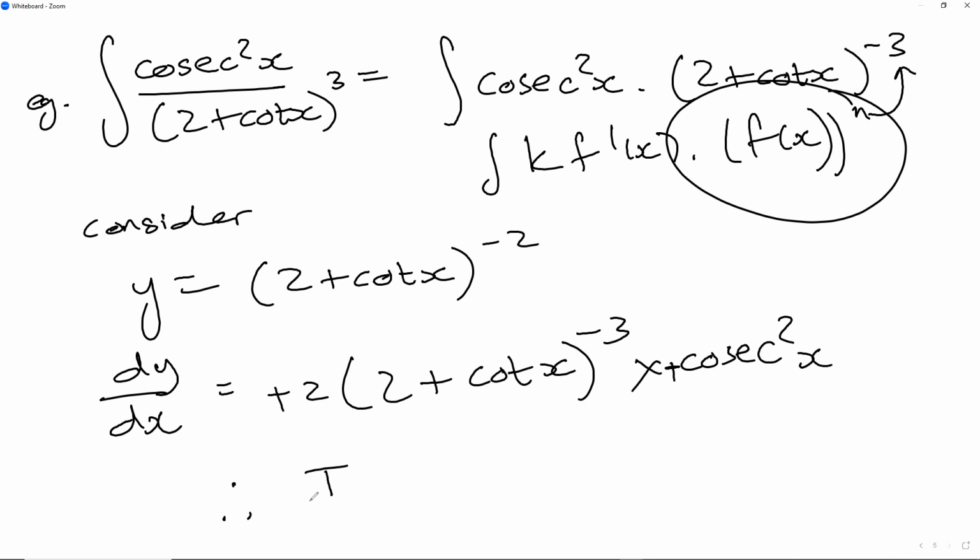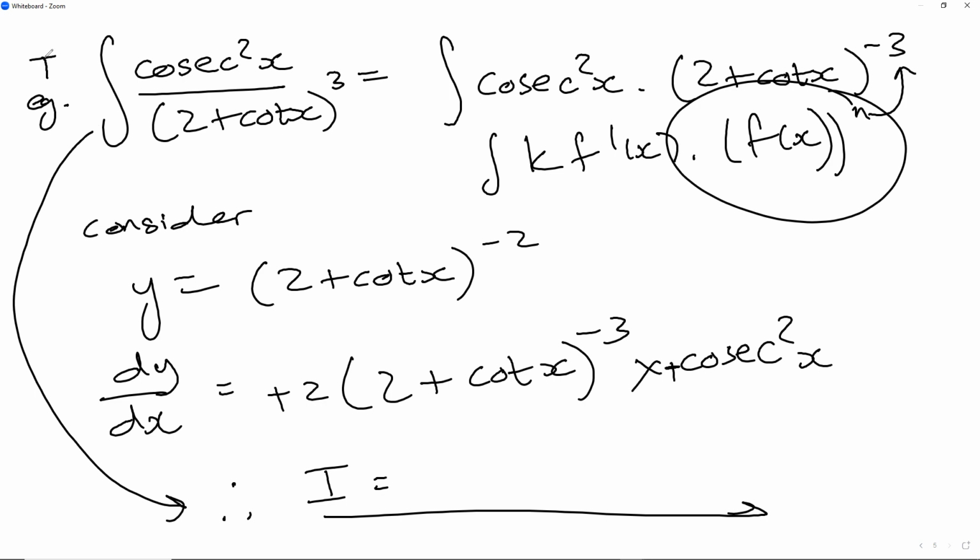So therefore, the integral of that, given that this is equal to I, will be given by y. It will be given by (2 plus cot x) to the negative 2 plus c, compensating or making sure that 2 times the required answer is divided by 2 so that it would cancel out eventually. And that would be my final answer there. Let's do one more of this. Okay.